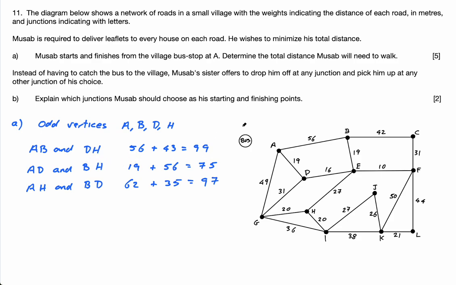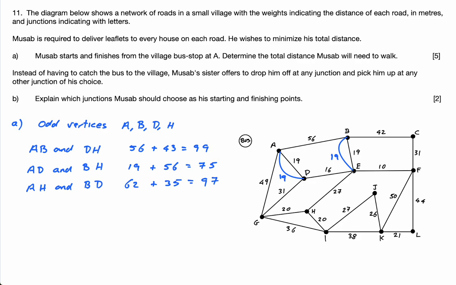So I'm going to join A to D, like this. And I need to add in 19 here. And I'm going to join B to H like this by 56. So B to H, and I'm going to do B to E, which is 19.